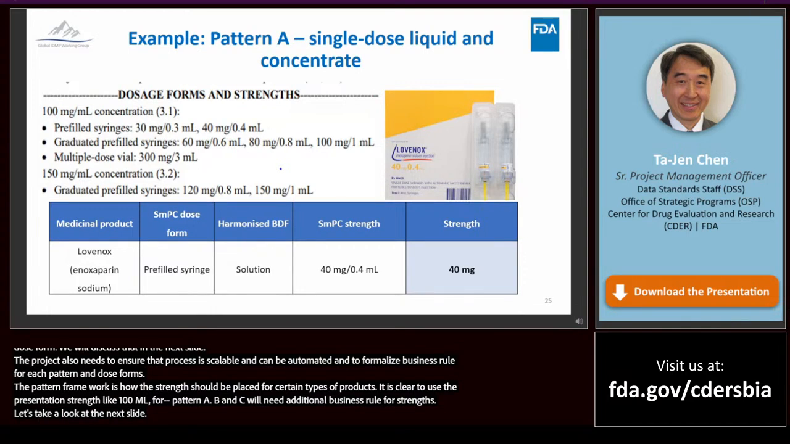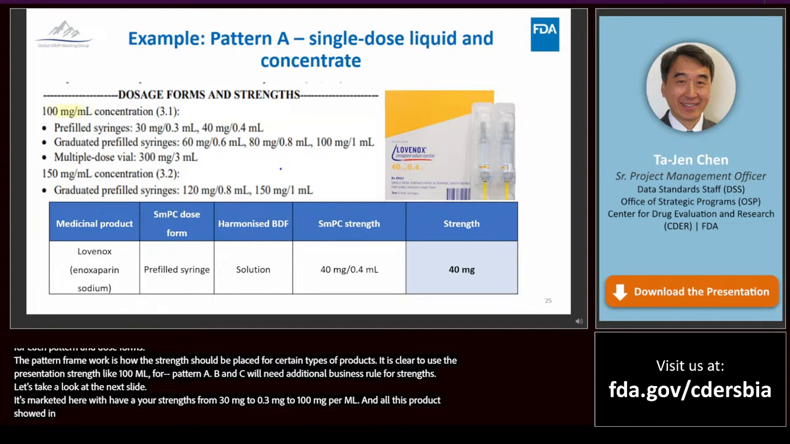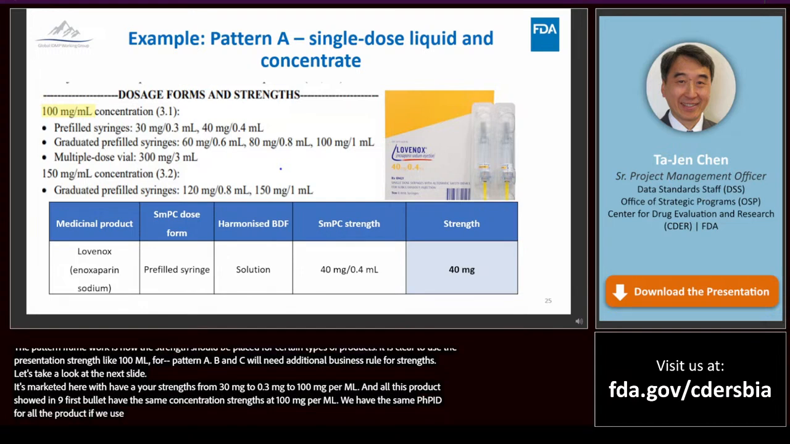Lovenox is marketed with various strengths from 30 mg per 0.3 ml to 100 mg per 1 ml as pre-filled syringe or graduated pre-filled syringe. And all these products shown in the first 3 bullets have the same concentration strength at 100 mg per milliliter. We will end up have the same PHP-ID for all these products if we opt to use the concentration strength as input to generate PHP-ID. And we are running a risk of associate products with different strengths or different volume together, right?